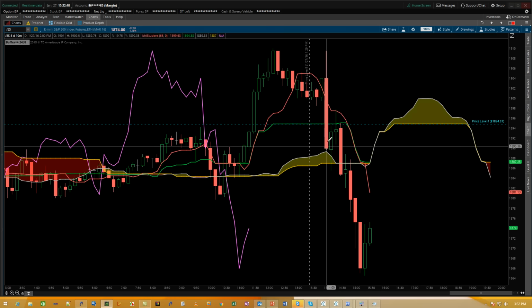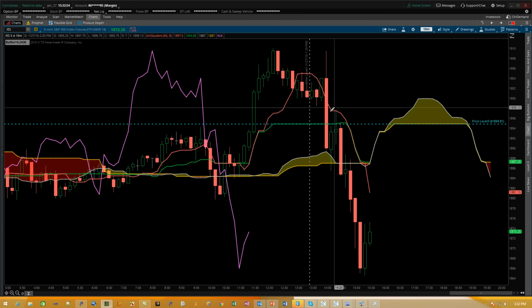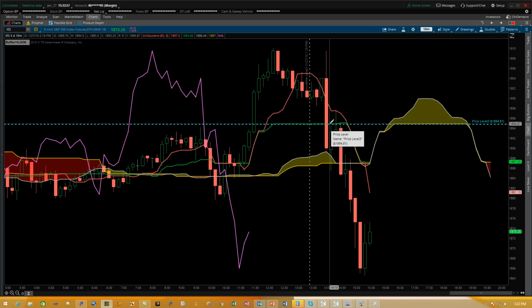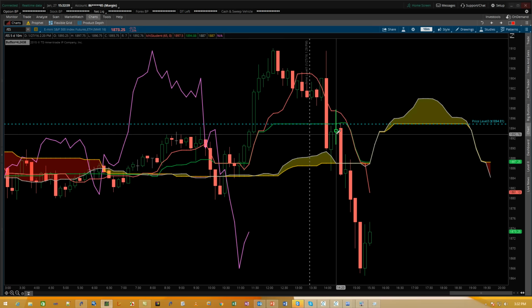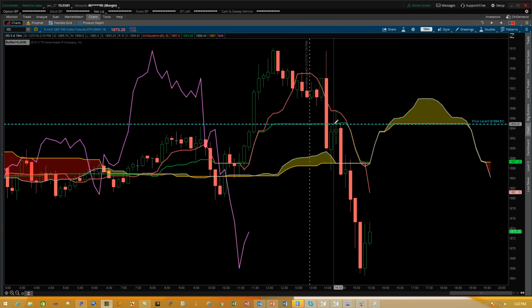Once we closed below that bar right there, we broke the multiple time frame support. That MTF support now became an MTF resistance. So then what we did was we waited for price to get to this point right here, and we basically shorted the stock market using SPY weekly options for a quick day trade.